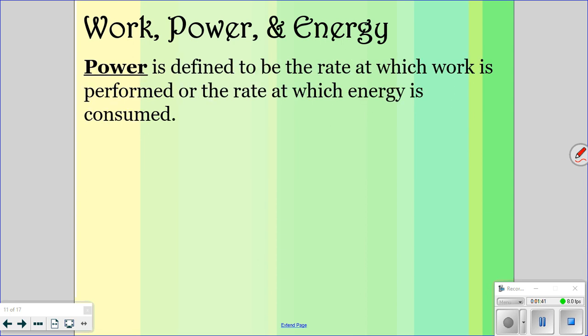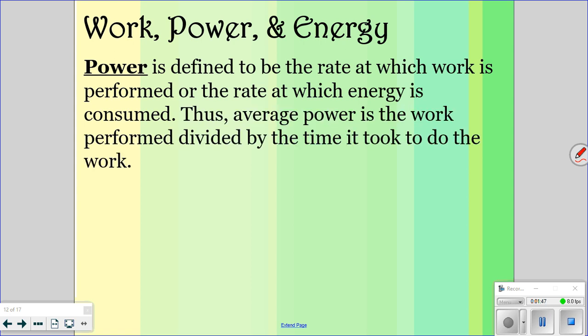Power is defined to be the rate at which work is performed or the rate at which energy is consumed. So average power is the work performed divided by the time it took to do the work. So your average power is work divided by the change in your time. And that's a delta. It just means change in time. So if you want to write down that formula, that would probably be good to do.